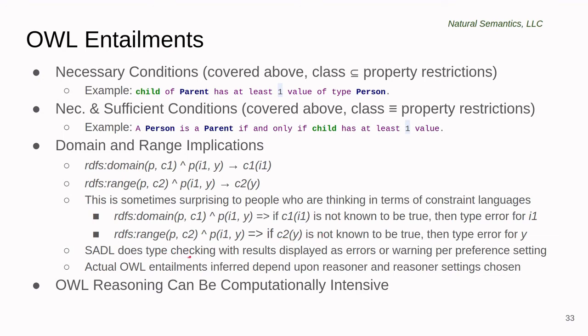And SADL does do type checking, and the results are displayed either as errors or warnings, depending on a preference setting. You can choose whether type checks are errors or just warnings. The actual OWL entailments that are inferred from all of these various conditions depend upon the reasoner and the reasoner settings that are chosen. Just a word of warning, I guess, or an observation: if you turn on all of the implications of OWL entailments, then OWL reasoning can be computationally very intensive.